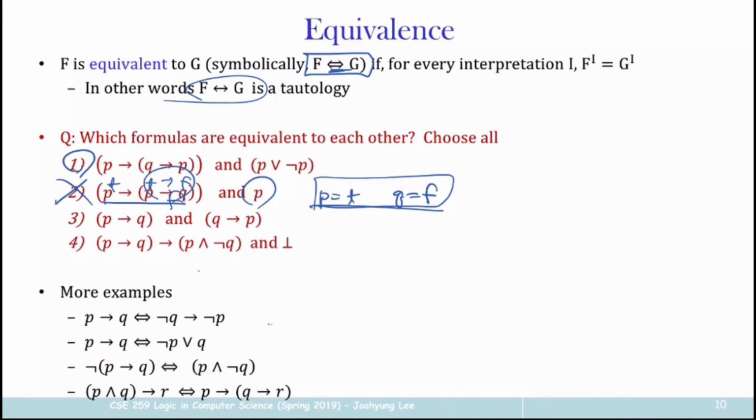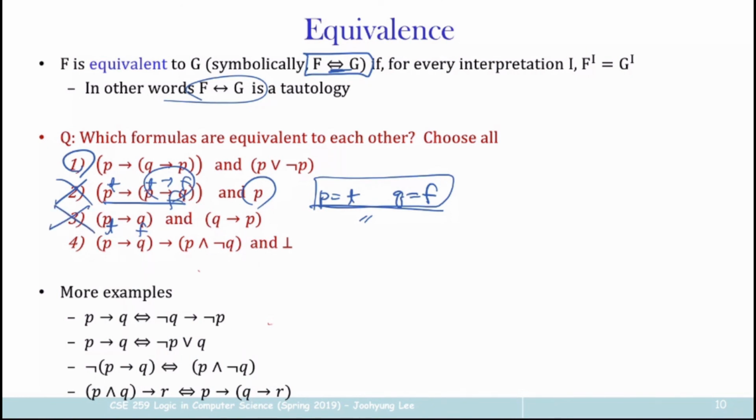And the third one, P implies Q is never equivalent to Q implies P. We did something like that earlier in the semester. You can easily check: P equals true and Q equals false. Then P implies Q is false, right? What about Q implies P? False implies true is now true. So if you apply this interpretation, you see they are different.